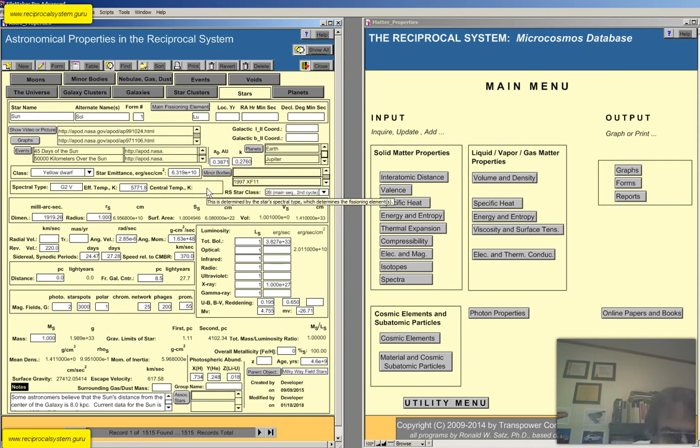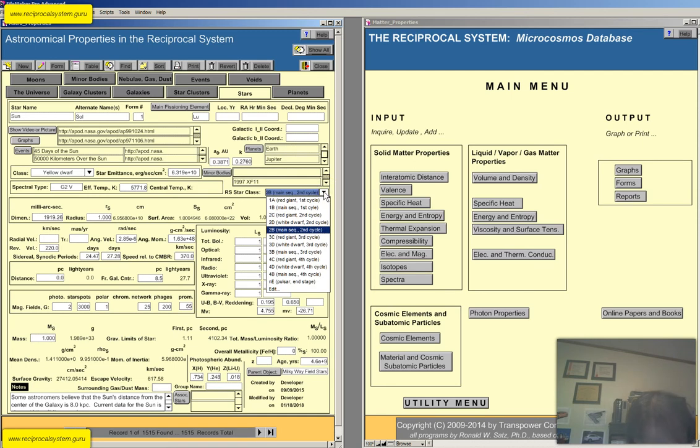You're going to have to see existence, interactions, and computational treaties in the reciprocal system to get that. And the reciprocal system star class is 2B. So that means second generation, that's what the 2 is, and B means main sequence. So here are the possible types of star classes in the reciprocal system.